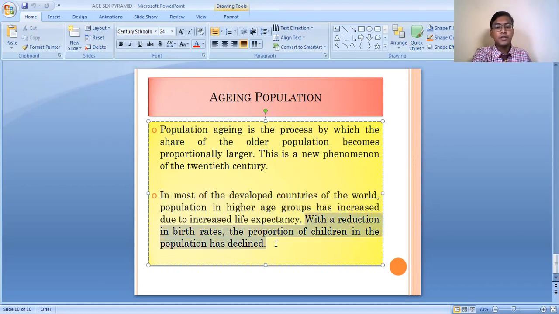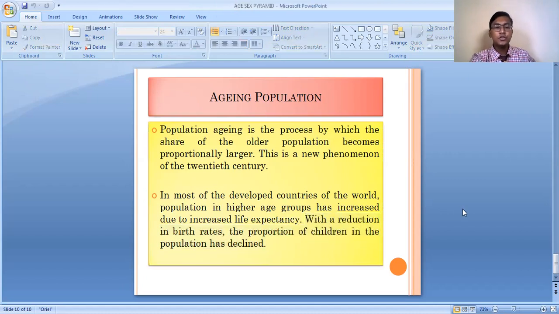With a reduction in birth rate, the proportion of children in the population has declined. That is, the percentage of children in the population has declined. Because of the decrease in the birth rate, the number of children has reduced, but the number of people in the higher age group has increased, because the children who were born 60 years ago are now in the 60-year age group, and they will survive for a long period of time because of improved medical facilities. So the percentage of people in the higher age group will increase day by day. This is why it is said that the population of that particular country is becoming old, or that the population is aging, an aging population.